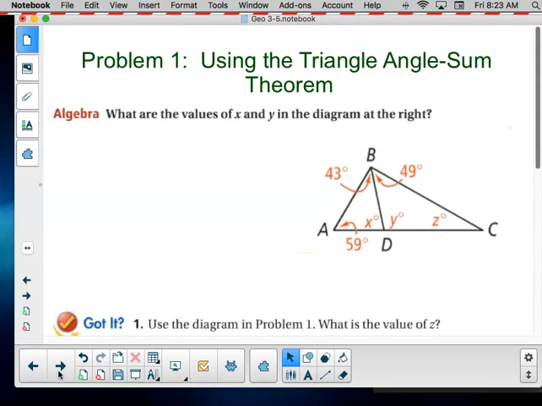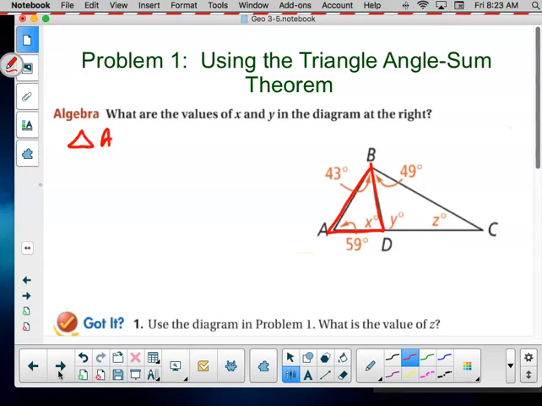So now let's use it. Using the triangle angle sum theorem, what are the values of x and y in the diagram at the right? Well, I know this first triangle, triangle ABD. So let's work with triangle ABD. Okay, I know that 43 plus x plus 59 is equal to 180.